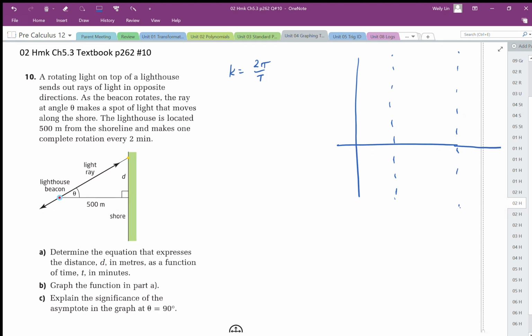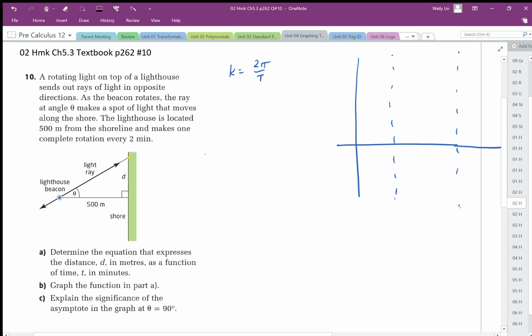In this problem, it says that we have a rotating light on top of a lighthouse that sends rays out in opposite directions. So it's sending rays out in this direction and this direction. So angle theta makes a spot of light that moves along the shore, and we're going to call that distance d here. And it rotates every 2 minutes. It says determine an equation that expresses the distance as a function of time.